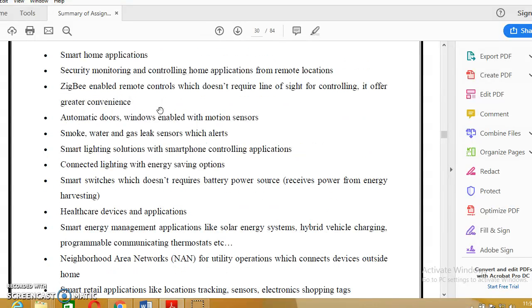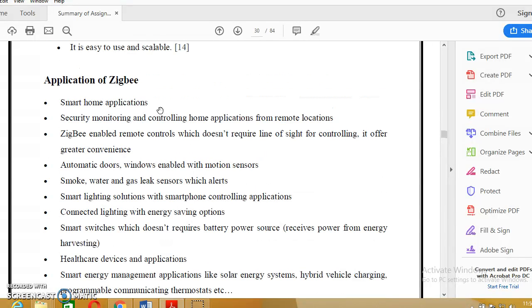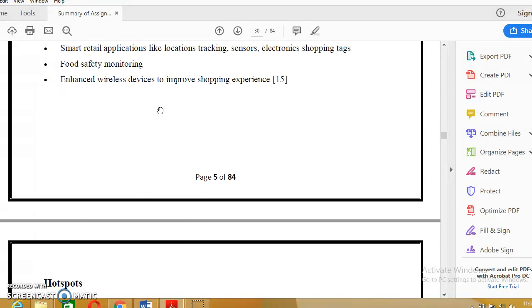The applications of Zigbee. Zigbee is used in many applications. Smart home applications. Automatic doors and windows enabled with motion sensors. Healthcare devices and applications. Smart energy management applications like solar energy systems, hybrid vehicle charging, programmable communicating thermostats. Connected lighting with energy saving options.